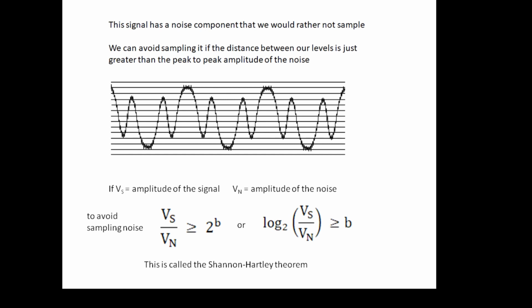Now, Vs over Vn is actually called your signal-to-noise ratio. And your signal to noise ratio should be greater than or equal to 2 to the b, where b is the bit depth. So to avoid sampling noise, Vs over Vn should be greater than or equal to 2 to the b. If you're good at maths, then this can be expressed log to the base 2, etc. To be honest, I prefer the equation on the left. It's called the Shannon-Hartley theorem.